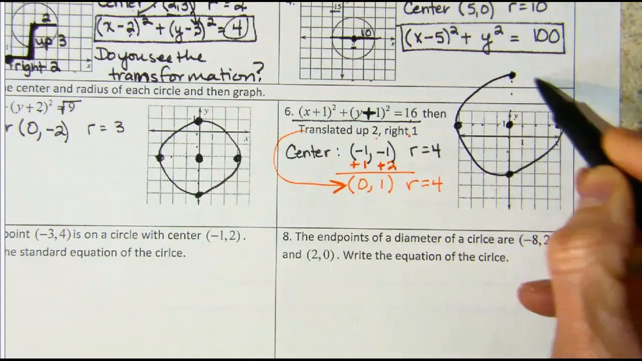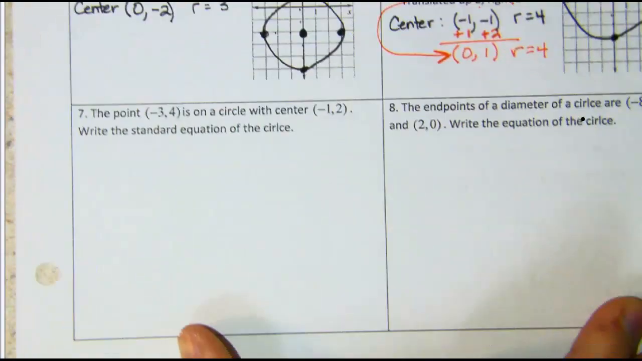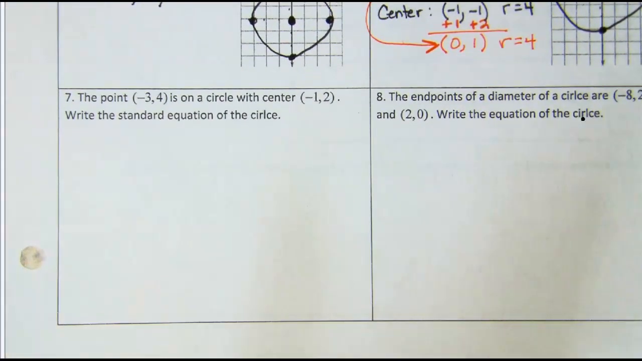So that's going to be the picture of question 6. Now, question 7 says the point -3, 4 is on the circle with center -1, 2. Write the standard equation of the circle. Now, this is what we've got going on.